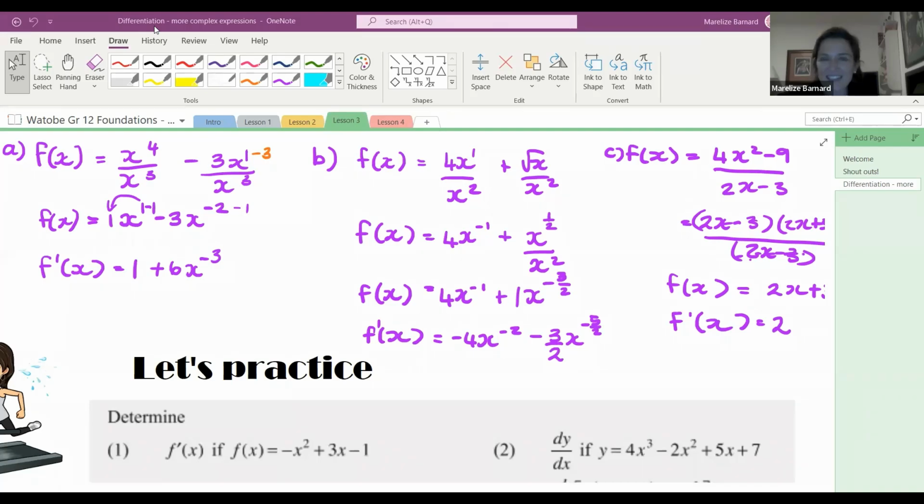There's 1 more minute left. I see lots of answers coming in. Just remember, guys, when you put your answer down, try and put it with the differentiation notation, which is f dash x equal, and then your differentiated answer.